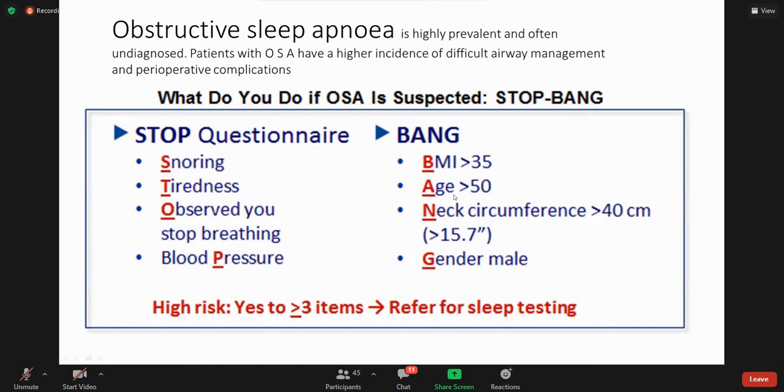So STOP. And what is BANG? B stands for BMI. Patient's BMI should be greater than 35 to get included in STOP-BANG criteria. His age will be greater than 50. Neck circumference should be greater than 40 centimeters or 15.7 inches, and gender should be male.